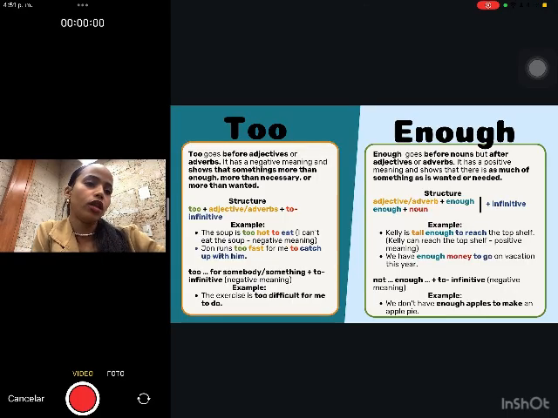Positive meaning: We have enough money to go on vacation this year. Enough plus infinitive, negative meaning. Example: We don't have enough apples to make an apple pie.